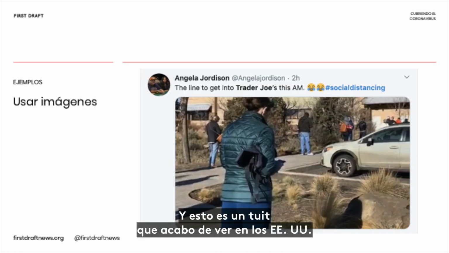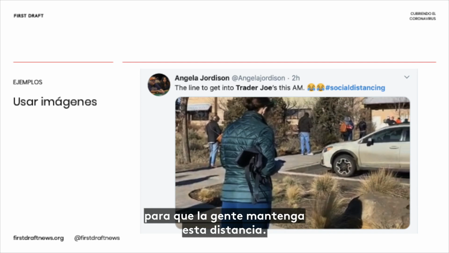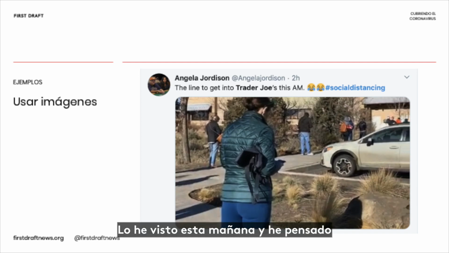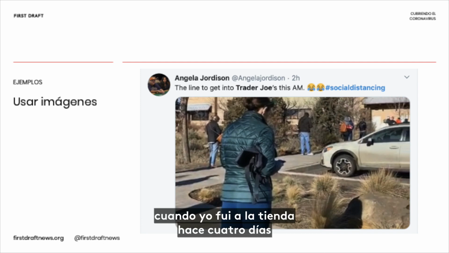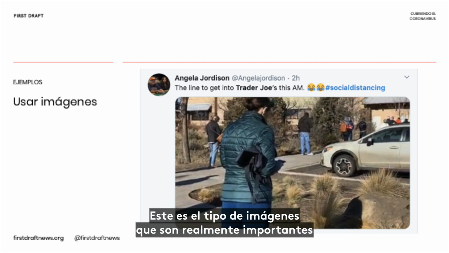And this was a tweet that I just saw in the US. There's a shop called Trader Joe's, and these shops are putting 6-foot markers outside, so people have to stand 6 feet away from each other. I saw this morning and was like, oh my goodness, when I went to the grocery store 4 days ago, I stood right next to people standing in line. I didn't even think about it. So again, this kind of imagery is really important for showing people what they might want to do.